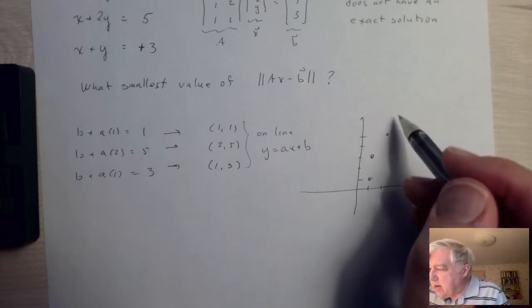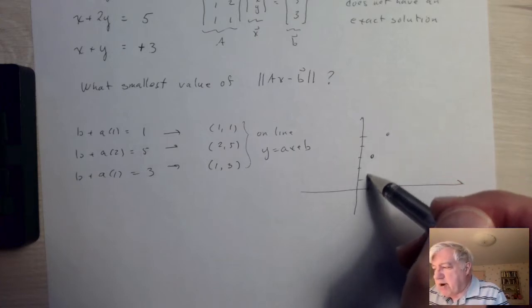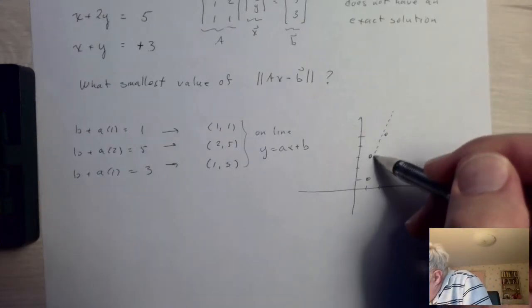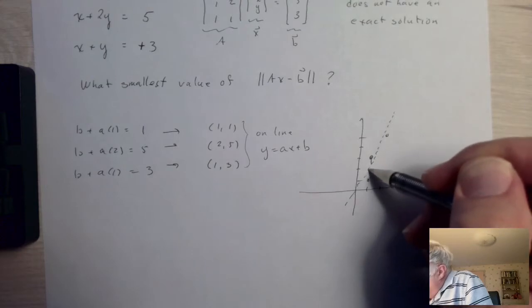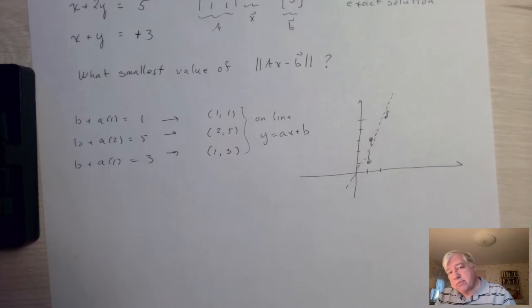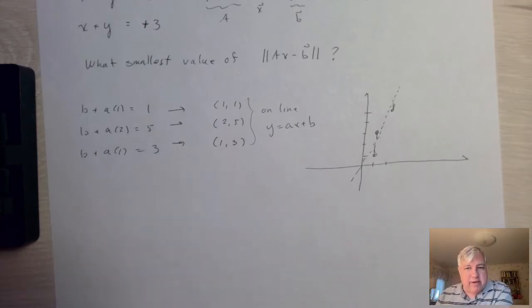But the question is, is there a line that might approximate these points? Is there a line where the gaps or the errors are as small as possible? Okay, and those of you who had statistics, we're talking about regression. If we plot data points, how can we find the best fit, the best line that would approximate these points, right? And that's why we're interested in this.